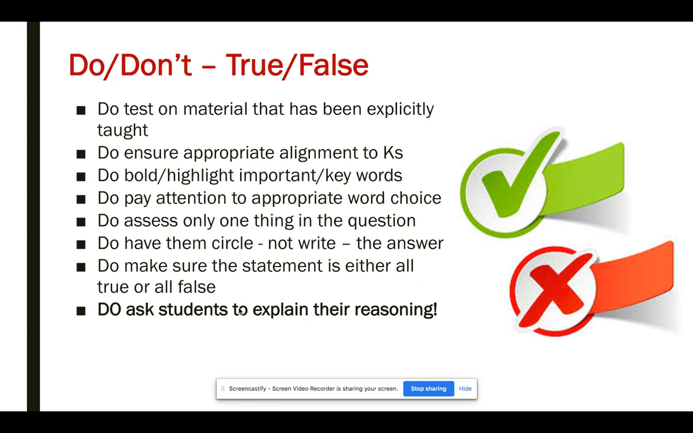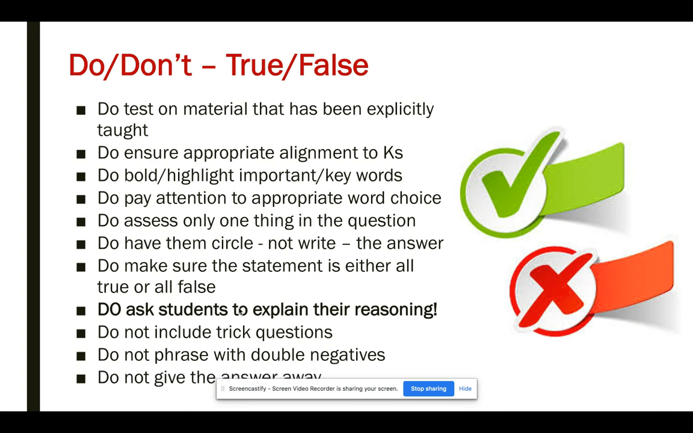This right here, this bolded item, is the only thing that I think makes true false okay, if you say circle true or false and then explain your reasoning, because sometimes they can see something that you didn't see. Maybe you're one of those people who are like, I always see something that the test designer didn't see. So asking students to explain their reasoning, I think if you're going to use true false, you need to include that. Don't include trick questions, don't use double negatives, and don't give the answer away.